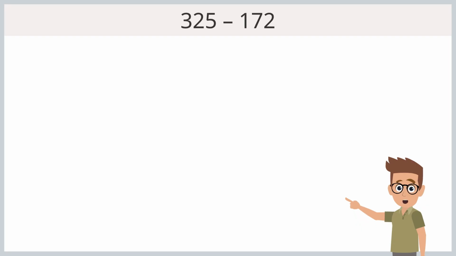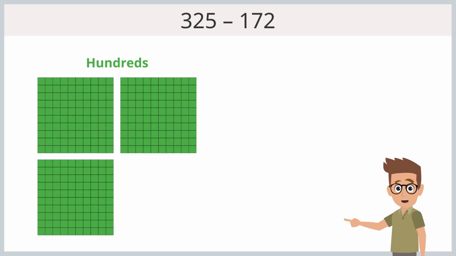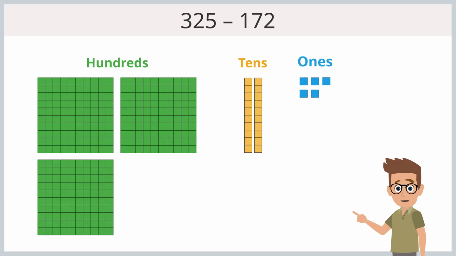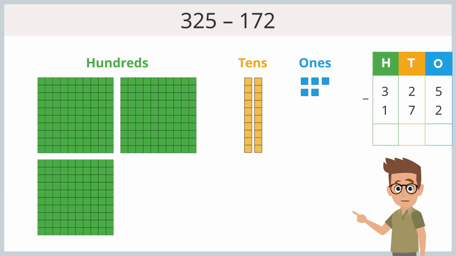Now, let's look at an example with regrouping. What is 325 minus 172? First, let's use cubes to represent the number 325. The number 325 has 3 hundreds, 2 tens, and 5 ones. We can show our working in this place value chart.